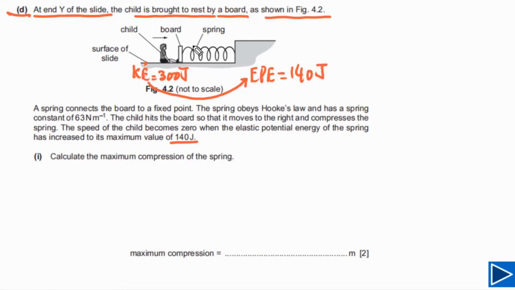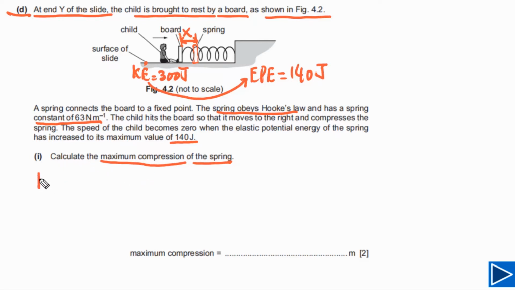When the child presses this spring, let's say compresses it to this point, this is the compression X, and this is what we need to find out. The question is asking us to calculate the maximum compression of the spring. The maximum EPE is equal to 140 joules. For this question, the spring constant is given. It is given to us that the spring obeys Hooke's law, and the spring constant is equal to 63 newtons per meter. We need to find X.